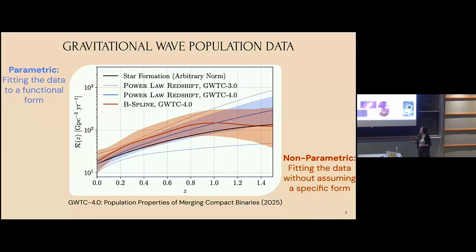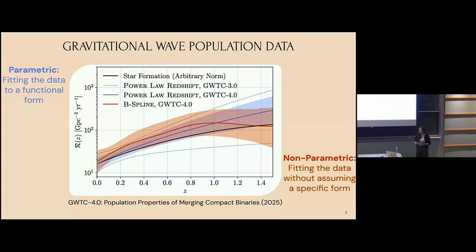So luckily for me, a lot of the previous talks already introduced a lot of the things that I'm talking about. So we've already seen this plot earlier today. This is the recently published LVK GWTC-4 result for the merger rate of binary black holes as a function of redshift. And what I want the takeaway for this slide to be is that there's conventionally two methods of getting this merger rate from the observations. There's parametric and non-parametric methods.